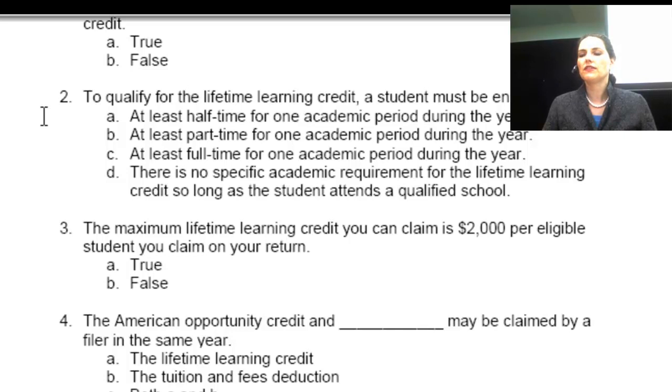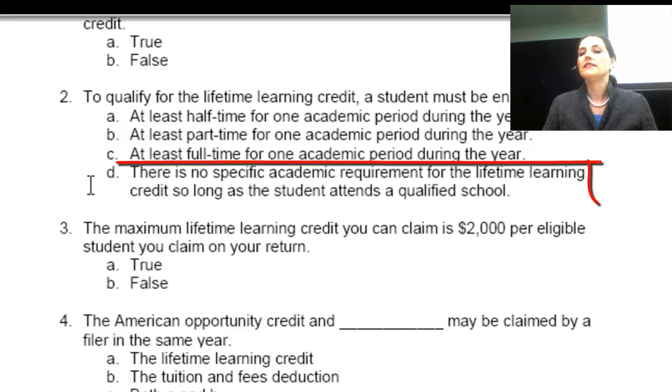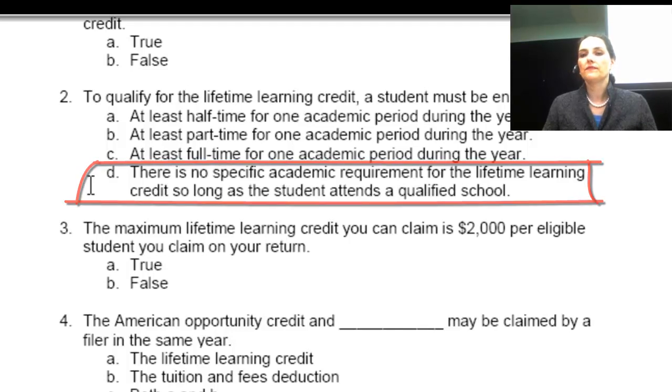Number 2, to qualify for the lifetime learning credit, a student must be enrolled at least half-time for 1 academic period during the year. No, that rule applies to the American Opportunity Credit, but not to the lifetime learning credit. You must be at least part-time for 1 academic period during the year. That is not a requirement. At least full-time for 1 academic period during the year. That also is not a requirement. Or D, there is no specific academic requirement for the lifetime learning credit so long as the student attends a qualified school. D is the correct answer.